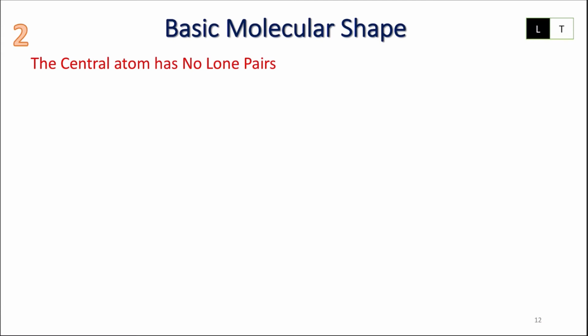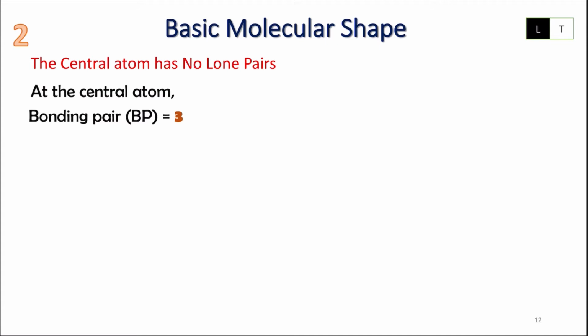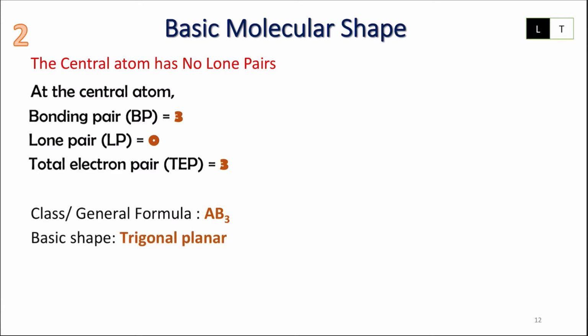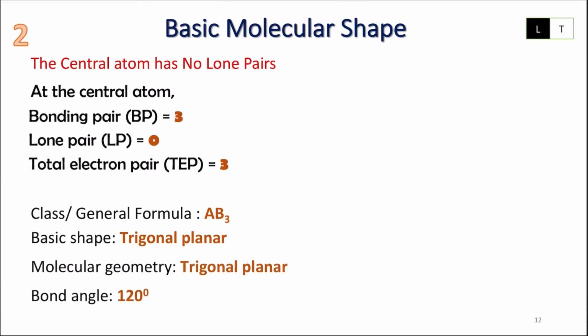Masih lagi central atom tidak mempunyai lone pair. So I got at the central atom bonding pair is 3 and lone pair is 0. The total electron pair should be 3. The class is AB3 and basic shape is trigonal planar. And the molecular geometry stays the same. The bond angle is 120 degree. This is how the illustration for trigonal planar based on the molecules given.